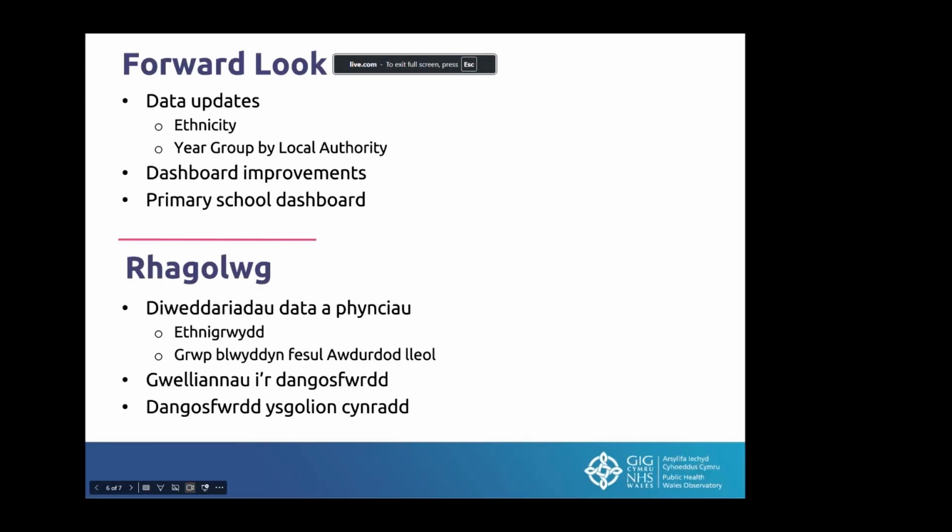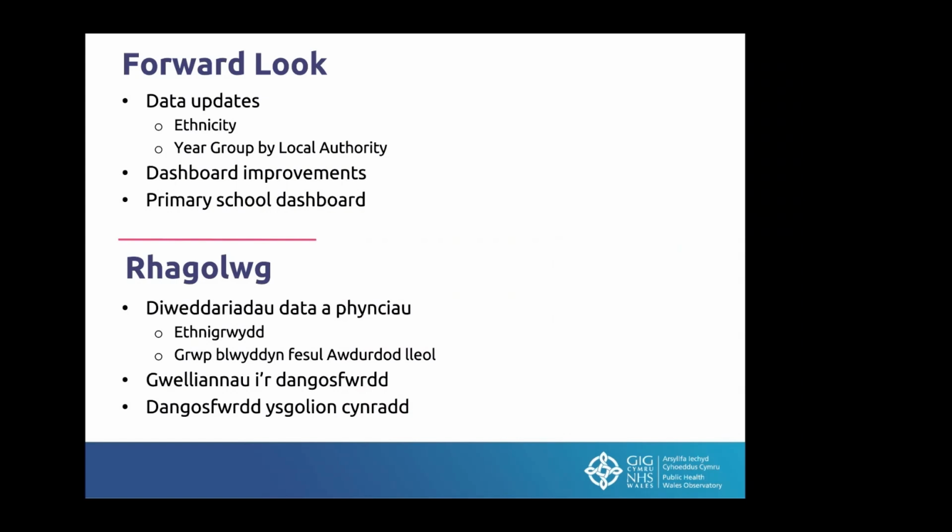So just going to talk about what's coming up in the next iteration. We're looking to add data updates, so it's an ethnicity breakdown. This will be added into the dashboard, and hopefully most variables will have this. Just on the side, you click that and it will take you to a bar chart of that, just for 2023 data, we think so far.